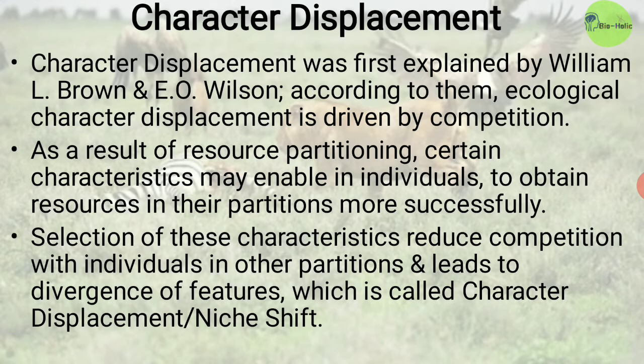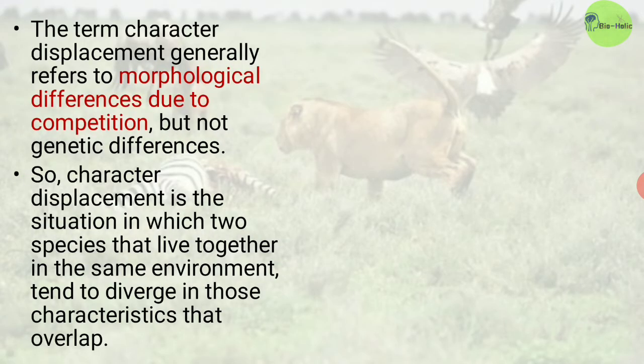Okay? So, the term character displacement generally refers to morphological differences due to competition, but not genetic differences. Character displacement is the situation in which two species that live together in the same environment tend to diverge in those characteristics that overlap.